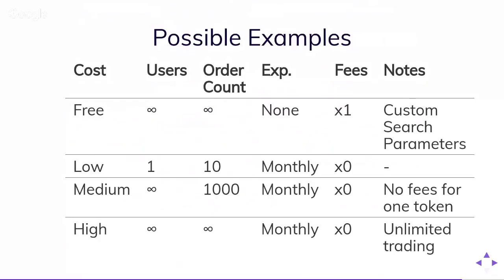And then at the high cost end, we might allow somebody to have unlimited users, unlimited order count, pay us on a monthly basis to have no fees with essentially unlimited trading. So this would be if somebody wanted to run their own full-blown DEX, didn't want to manage their own order book. They wanted us to take care of the order book service, but they don't want our fee parameters. Essentially, we would manage their order book for a fixed monthly cost and allow unlimited trading through that pool.